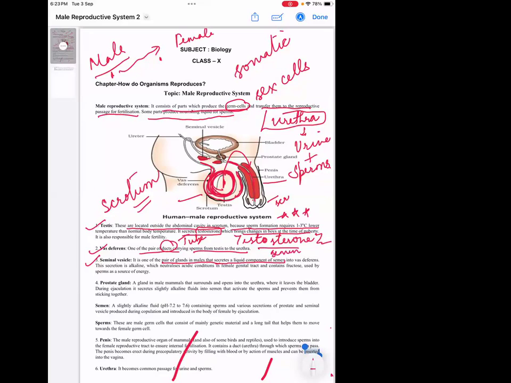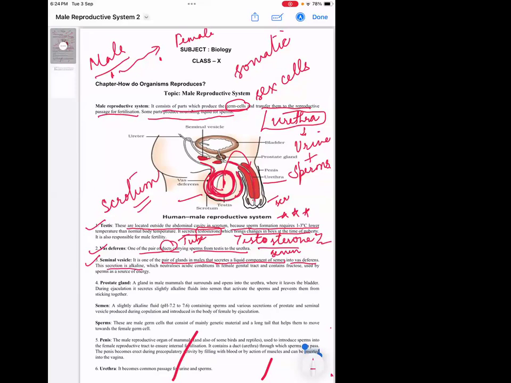In the private part, you might have felt the white substance coming out of the private area. That white liquid-like substance is called semen. So the seminal vesicle produces this semen into the vas deferens. And this secretion is alkaline.